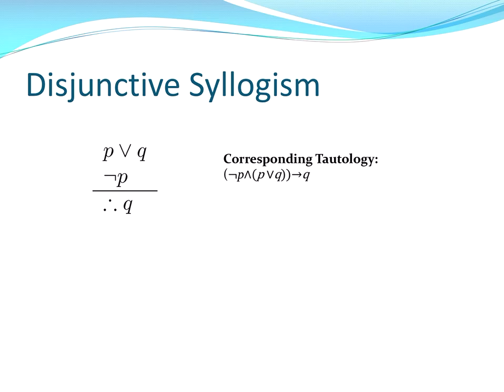A disjunctive syllogism. In this case, we have the premises of a disjunction, P or Q, and another premise, not P. Well, if P or Q is true, and we're also told that P is not true, then Q must be true in the disjunction to make the disjunction true. Again, look at the tautology. I recommend doing a truth table for that.